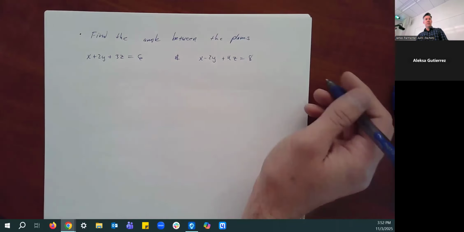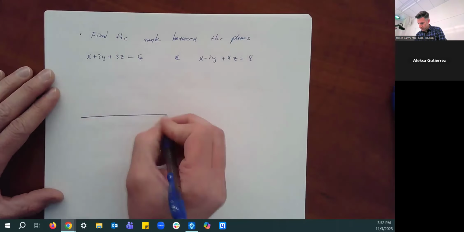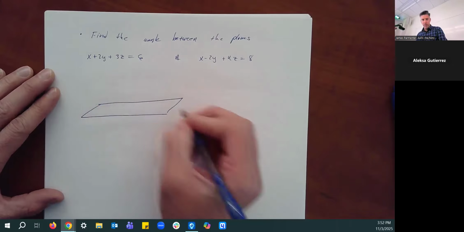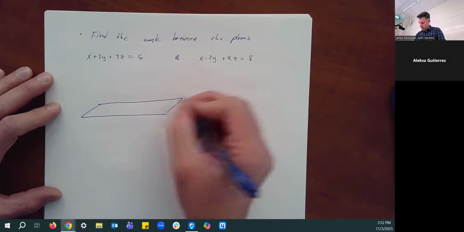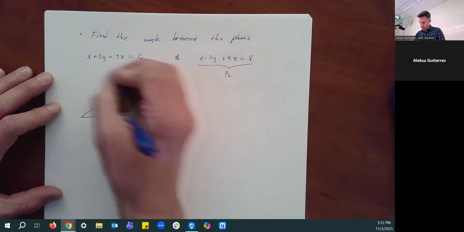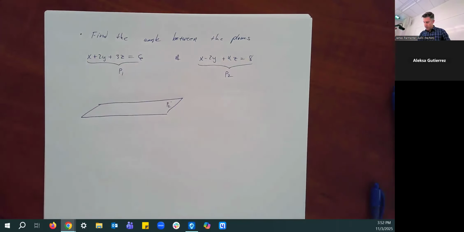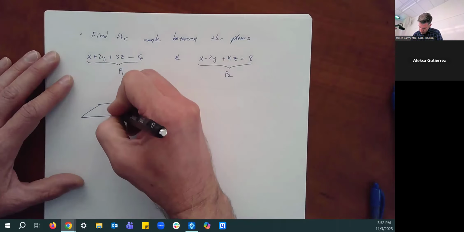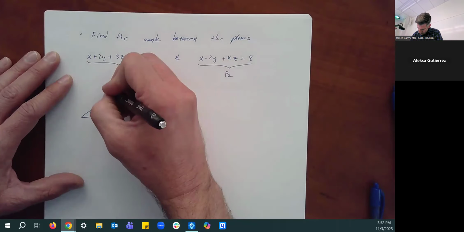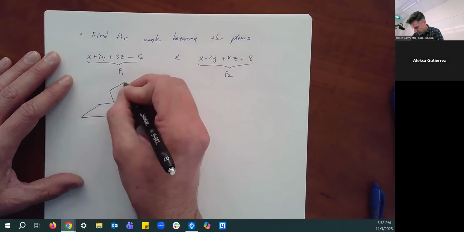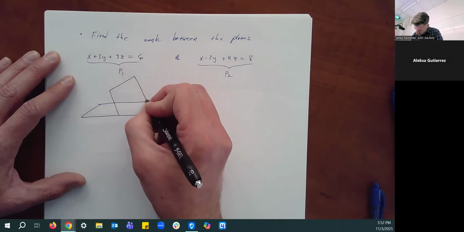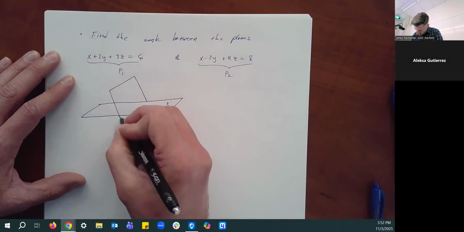How do you find the angle between two planes? Well, we draw them. Here's one of my planes in blue. Let's call this plane 2 and this plane 1. Let's say this is plane 2. And here's my other plane in green. Let's make sure I can draw this well. Sure, that looks fine. It continues on that way.